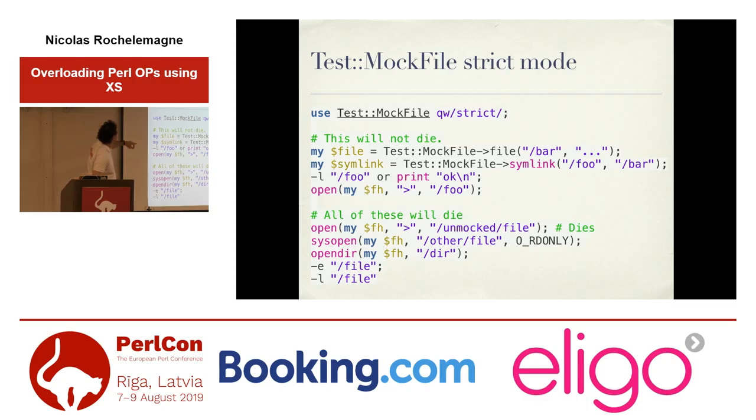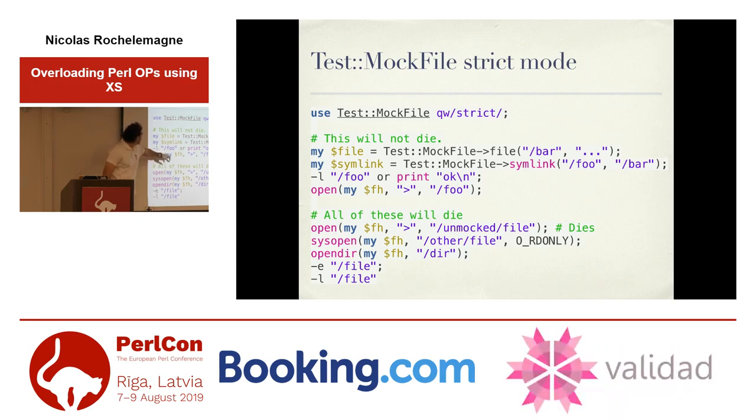Okay. So here I'm mocking a symlink foo to bar. So foo is a symlink, -l is a symlink. I can open /foo and write whatever I want there. But if I try to open another file like this, which is unmocked, which is not defined in Test::MockFile, then it will die. And this is awesome for a unit test. When you want to run them in parallel, you can also speed up your unit tests by doing this, because you don't need to access the file system at all.